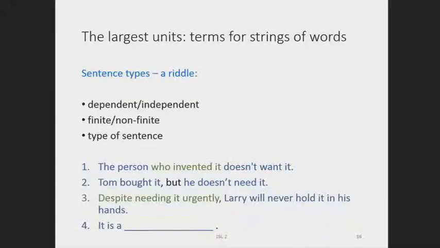How about "Despite needing it urgently, Larry will never hold it in his hands"? What do I have here? What is "despite needing it urgently"? Is that independent or dependent? That's a dependent one, yes, a subordinate one. And how about "Larry will never hold it in his hands"? Independent, yes, has to be, right? Because I have to have at least one independent one.